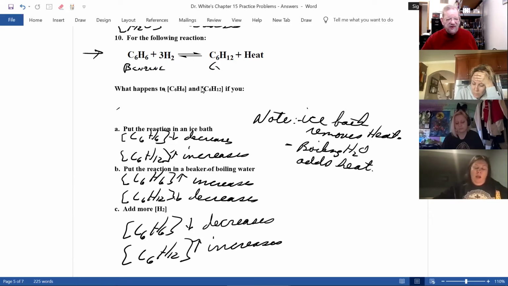And this is called cyclohexane. And it's the equilibrium. And this is what kind of reaction? Oh, I'm going to make you think. You have two choices, endothermic or exothermic. 5 seconds, go.